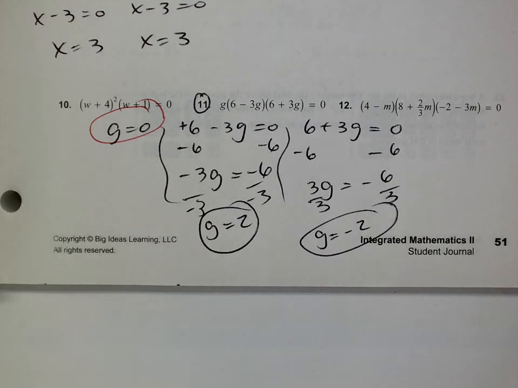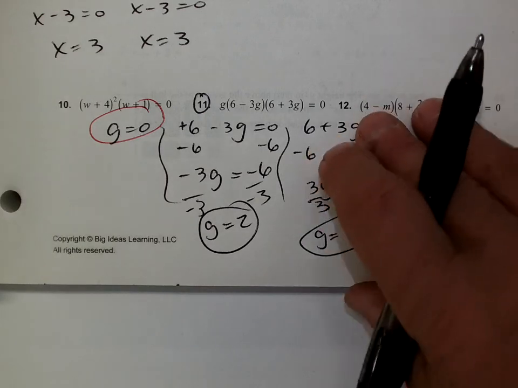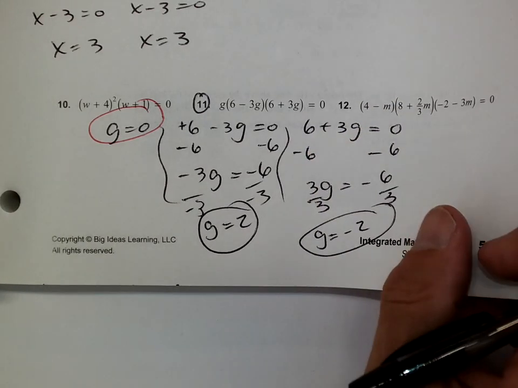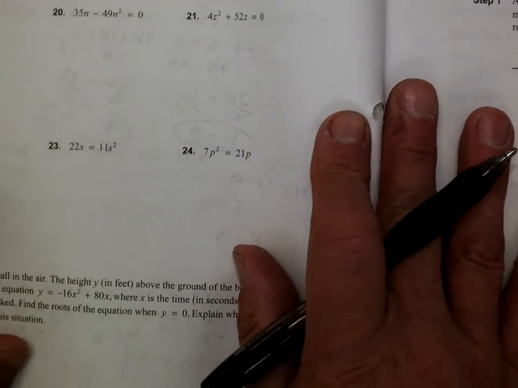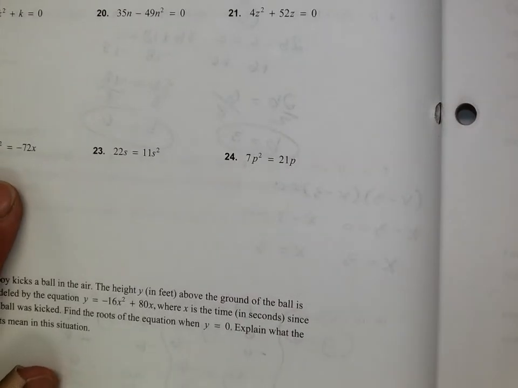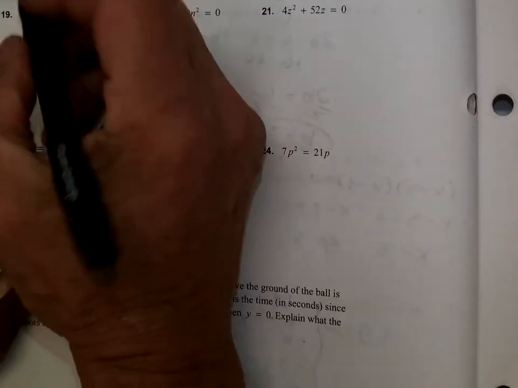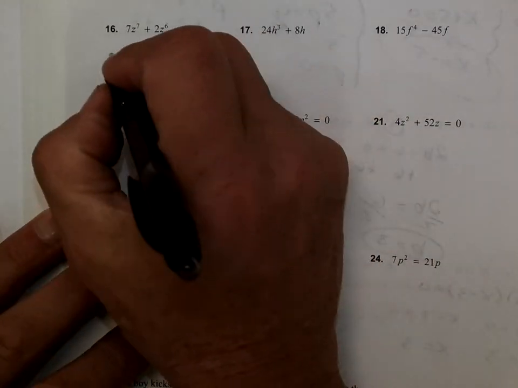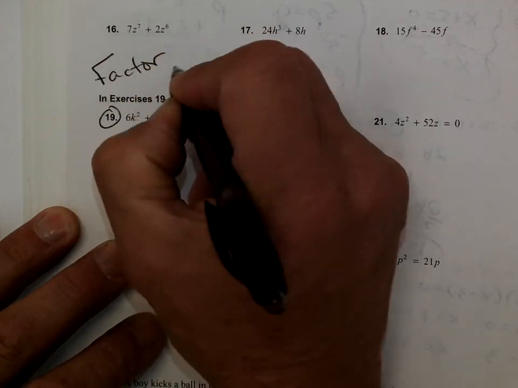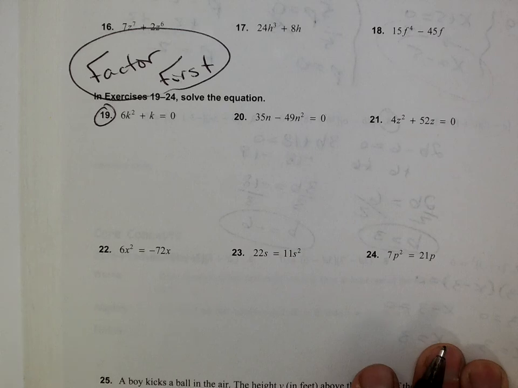Okay. Now, I'm going to turn the page, and we're going to talk about what if it needs to be factored first. We can do that. We just practice factoring, right? So if I turn the page, let's go down to number 19, because we can skip the rest, because we know how to factor. So the thing with number 19 is we're going to have to factor first.